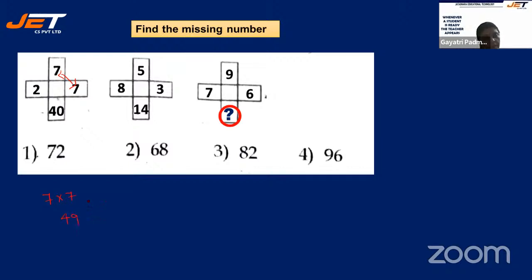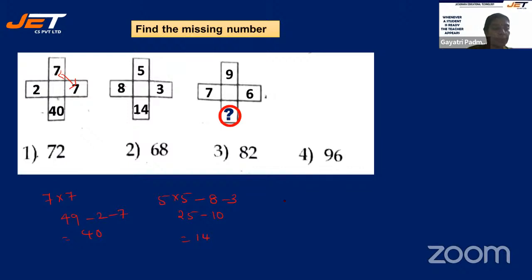Okay. So what is it? 7 into 7, 49 minus 2. What is it we are getting? Minus 2 minus 7. Okay. So if you minus 2 and then minus 7 only, you will get 40. Likewise, 5 into 5, that is 5 square. Okay. So minus 8 minus 3. So 25 minus 10 will give you 14.